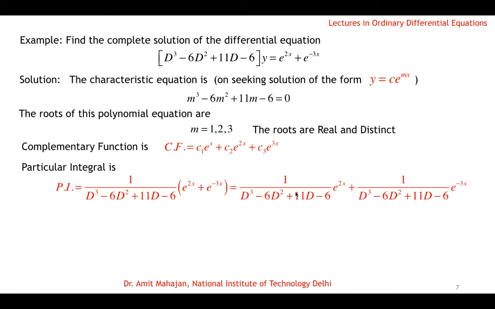Now, 1 by f(d) on e power 2x. The rule says we try and put d as 2 and see if it is 0 or non-zero. Similarly in this case alpha is minus 3, so we try and put d as minus 3 and see if it is 0 or non-zero. We already calculated the roots here: 1, 2 and 3. So if we put 2 here, definitely it is going to be 0, but if we put minus 3, it is going to be non-zero because minus 3 is not a root. So in the first case, if we put d as 2, you will get a 0 in the denominator.